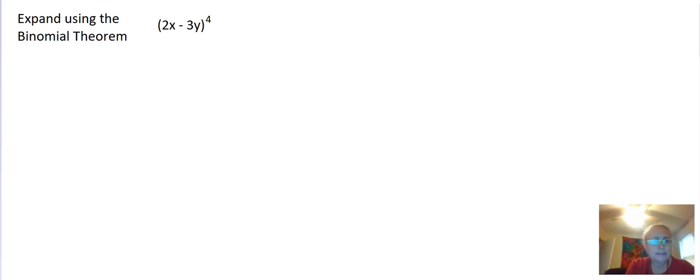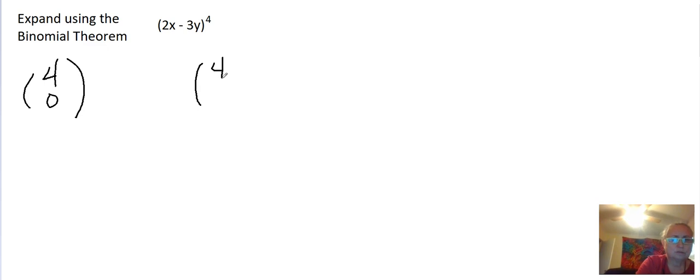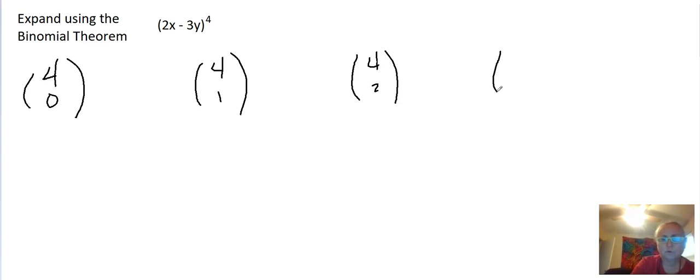Let's expand using the binomial theorem, (2x - 3y)^4. Now, the formula for doing this says we start with the exponent, 4 choose 0, 4 choose 1, 4 choose 2, 4 choose 3, all the way up to 4 choose 4. We know when they match that we should stop.